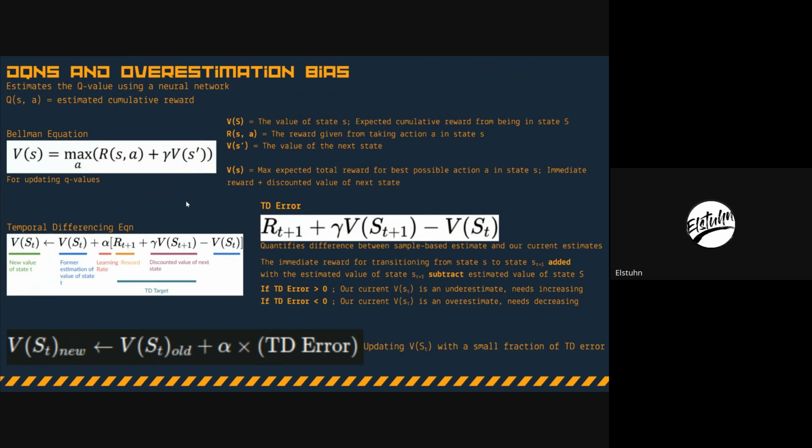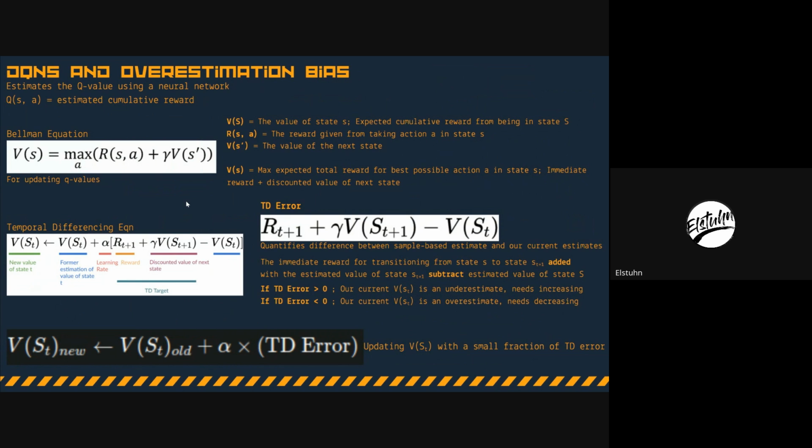So meaning if the TD error is a positive number, our current V(S_t) is an underestimate. So we obviously need to increase the value given to the value function for S_t. And if the TD error is a negative number, that means our current V(S_t) is an overestimate. So we need to decrease that value essentially.